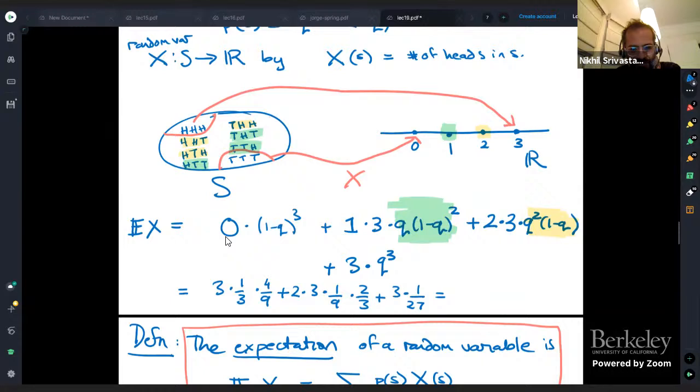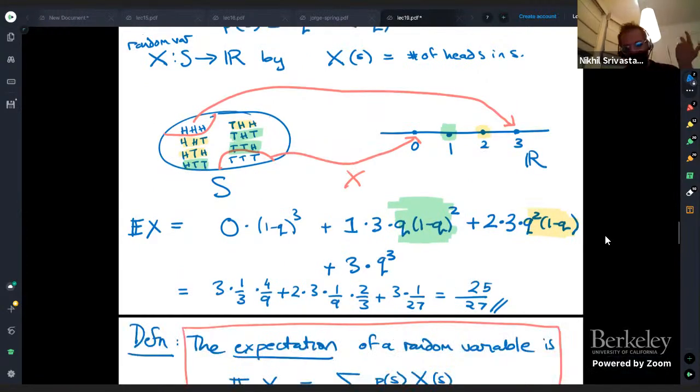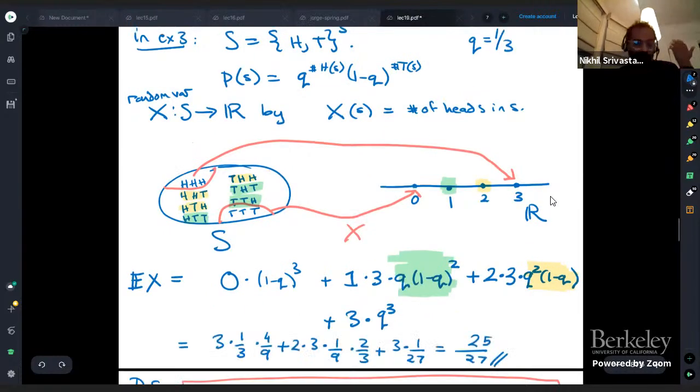So it's 12 plus 6. 12 plus 12 plus 1. So 25/27. So the average number of heads is less than 1. It's that number. Okay, makes sense since the probability of one of them being heads was less than 1/2, but that happens to be what it is.